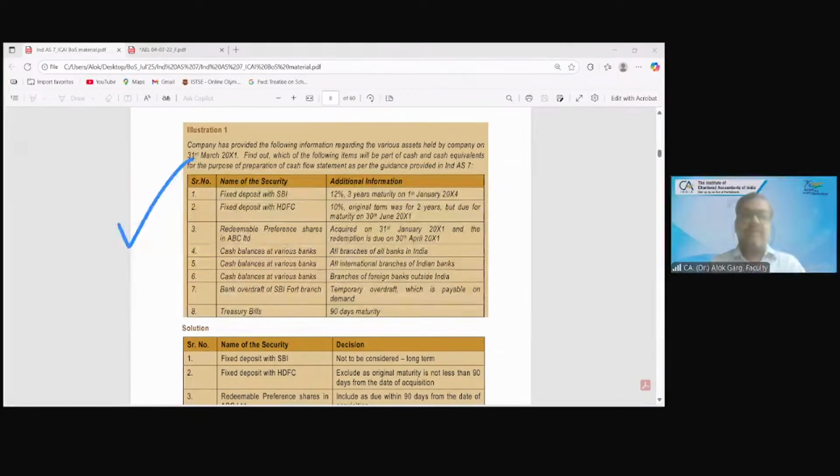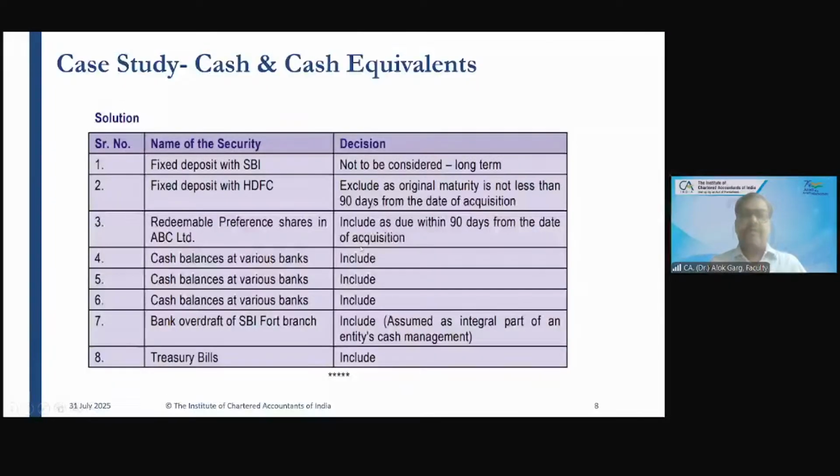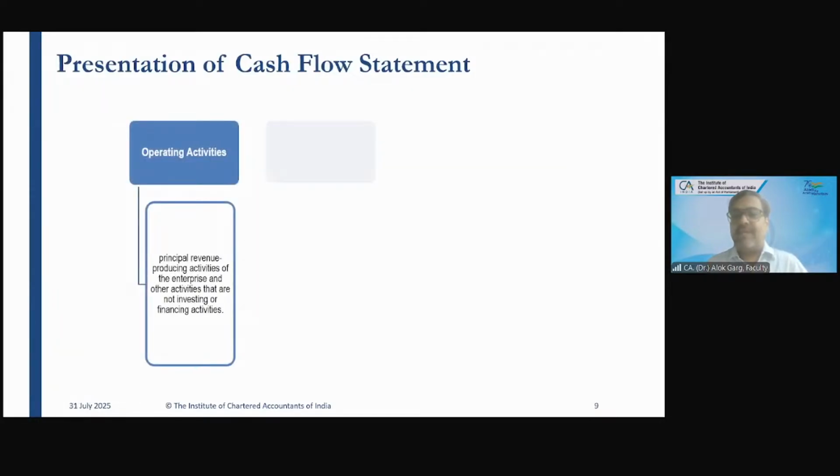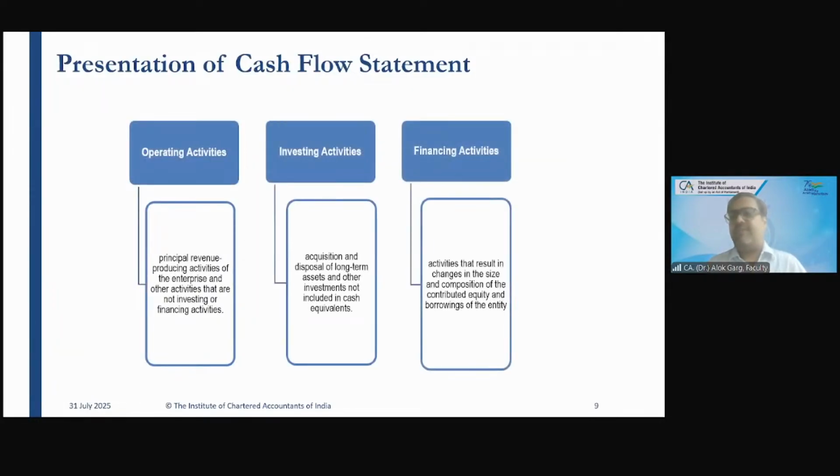This is what we have covered. Cash and cash equivalent. Let me go further. So this is the answer. Presentation of cash flow statement: operating activity, investing activity, financing activity. We have covered this. Operating activities are the principal revenue producing activity of the entity and other activities that are not investing or financing activity. Investing activity is acquisition and disposal of long-term assets and other investment not included in cash equivalents.